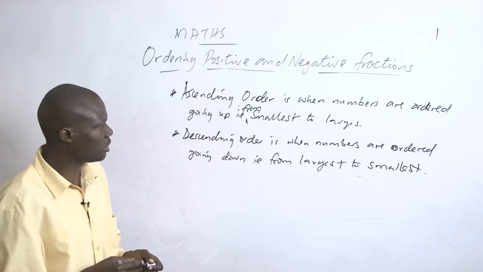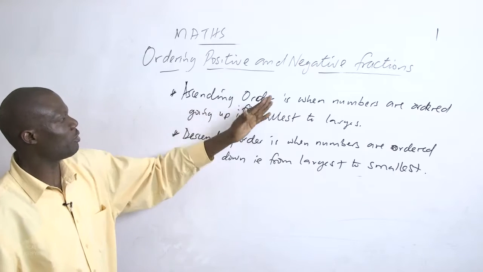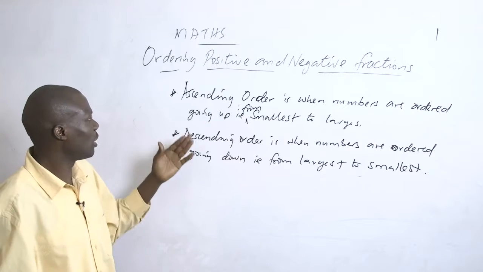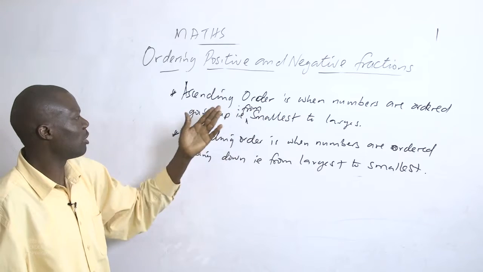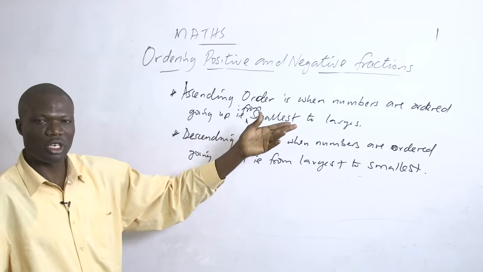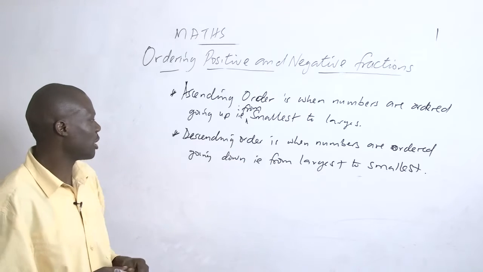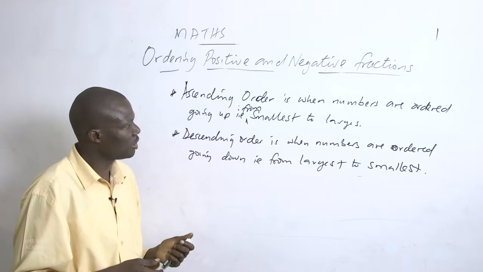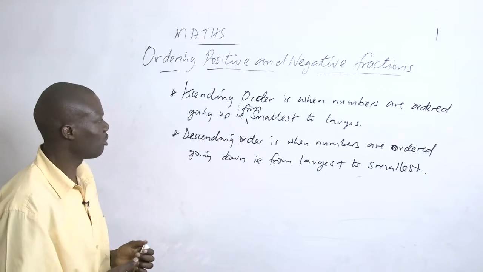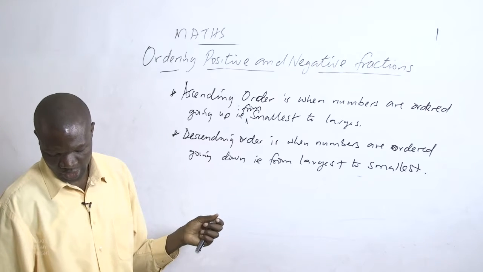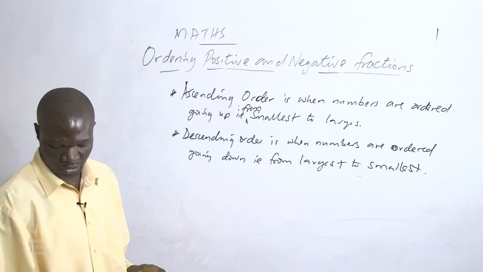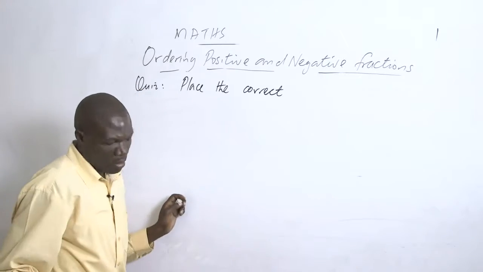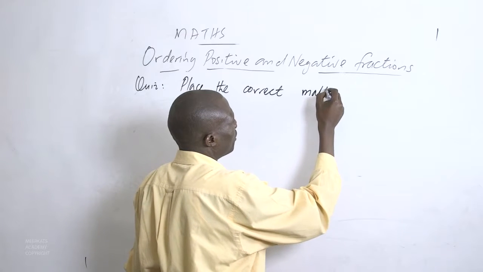So the order of arranging is always two. Either we order the fractions in ascending order, or we order fractions in descending order. If it is ascending order, it is when numbers are ordered going up, that is from smallest to largest, while descending order is when numbers are ordered going down, that is from largest to smallest. So let us look at questions touching on various areas, starting with the first question that will touch on comparing fractions as we move on. Place the correct mathematical symbol.